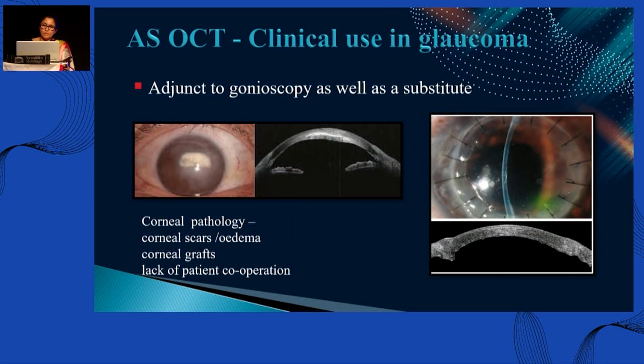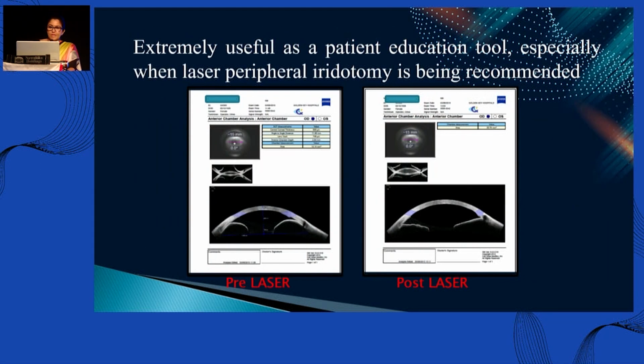So ASOCT can be used as an adjunct to gonioscopy as well as a substitute when gonioscopy is not feasible, either due to corneal scarring or following corneal grafts, or when there's lack of patient cooperation. It is an extremely useful tool as a patient education tool, especially when laser peripheral iridotomy is being recommended. And this is a pre-laser OCT, one on the left, and the one on the right is a post-laser OCT of the same patient.